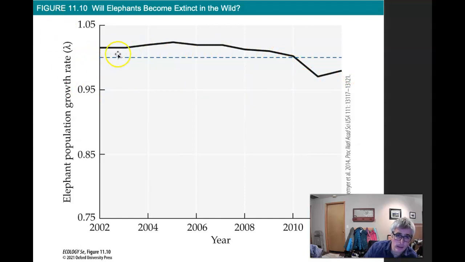So again, when the lambda drops below 1, geometric growth rate, finite growth rate, lambda, all the same thing, when that falls below 1, that population is now declining. Population level times less than 1, say times 0.9, equals less than it was last year.